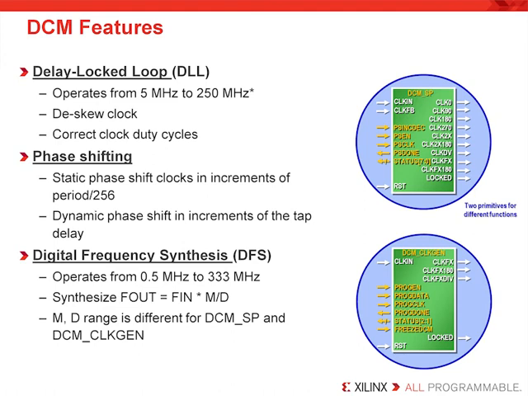But the most commonly used feature is the digital frequency synthesis, or DFS, which operates from 0.5 to 333 megahertz. This allows the designer to select a multiply and a divide for the desired clock. So the M, or multiplier, and D, divisor range will vary by the configuration of the DCM, which is dependent on the combination of features that the user selects. And this is usually especially affected by the output frequency that the customer desires.